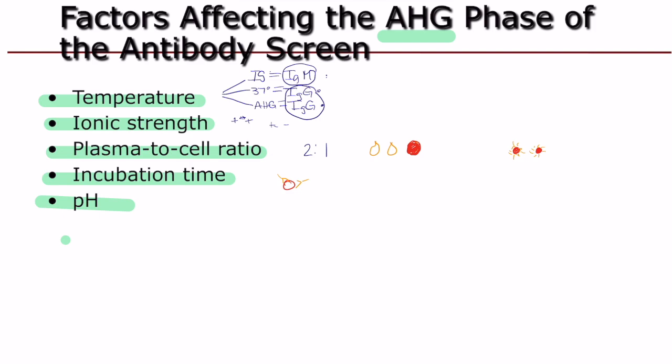So in our next slides, we're going to be moving on to the DAT. So I'm going to end this one for now, and we'll have a separate one for our DAT. But for right now, that is our indirect anti-globulin testing. So our IAT.